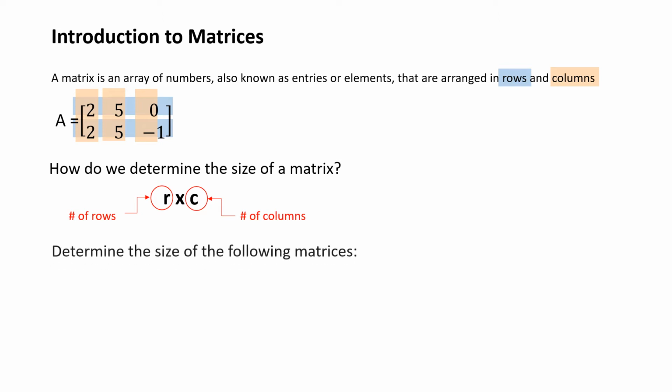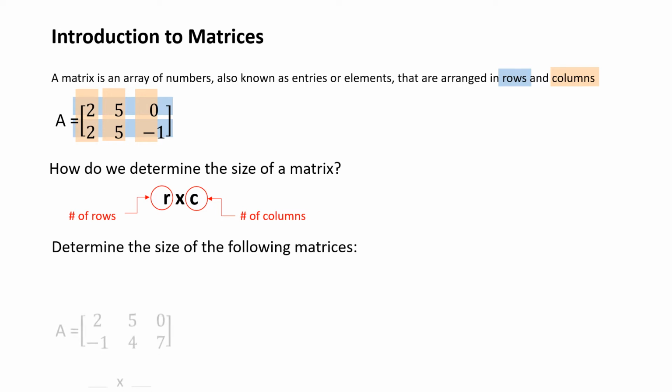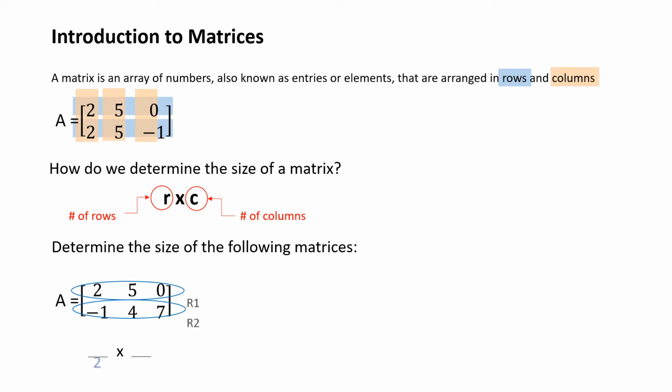Let's look at a few examples and determine the size of the following matrices. Matrix A consists of 2 rows, so R is equal to 2. And it consists of 3 columns, so C is equal to 3. Therefore, the size of matrix A is 2 by 3.